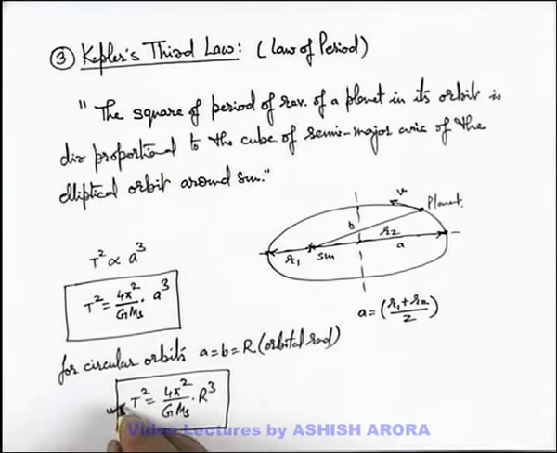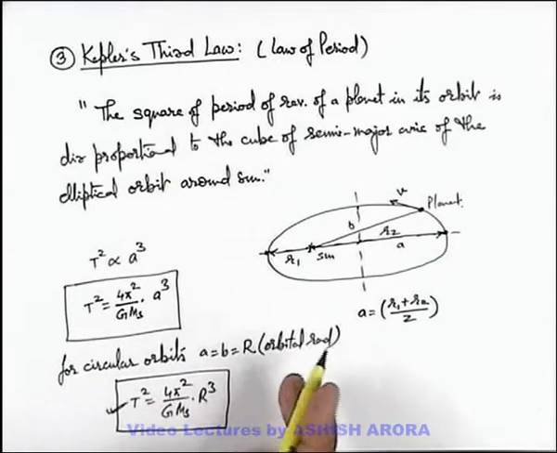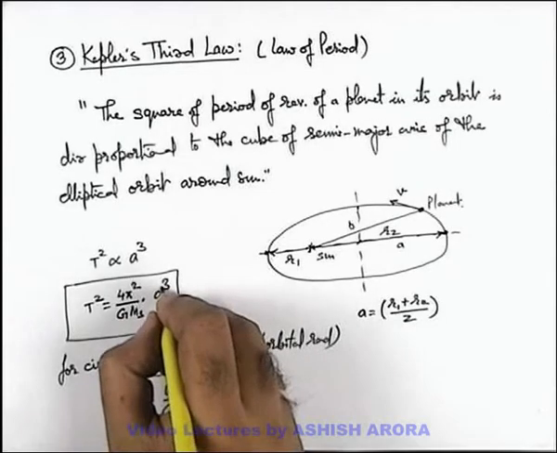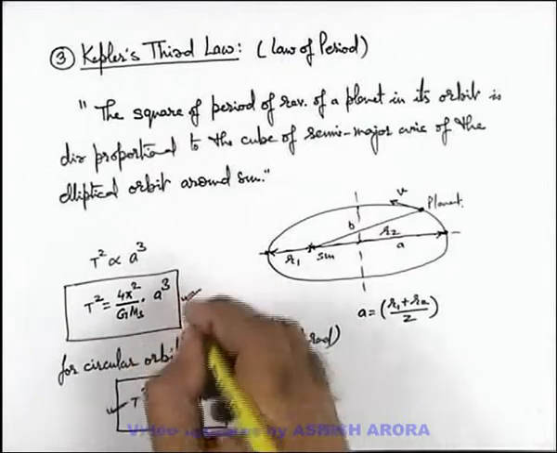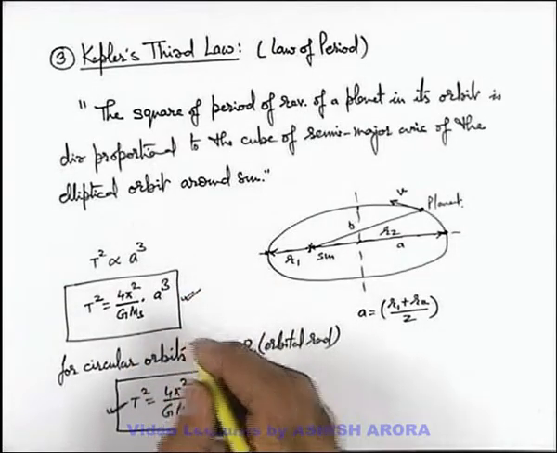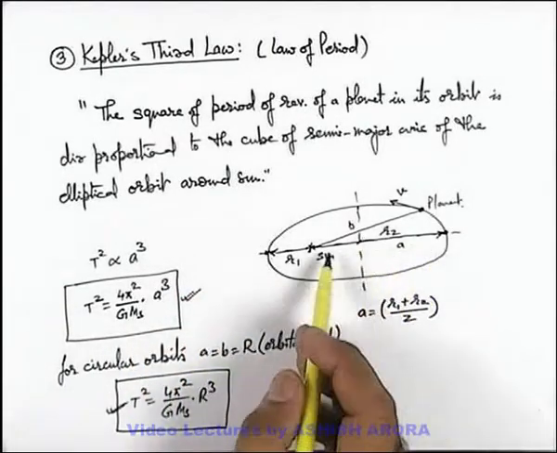This, if you can recall, in satellite motion we already obtained. For a satellite this relation holds. Similarly for a planet in circular orbit this can be directly calculated like we have calculated for a satellite. But for an elliptical path this is a standard relation we need to use, and here the semi-major axis of the orbit is a.